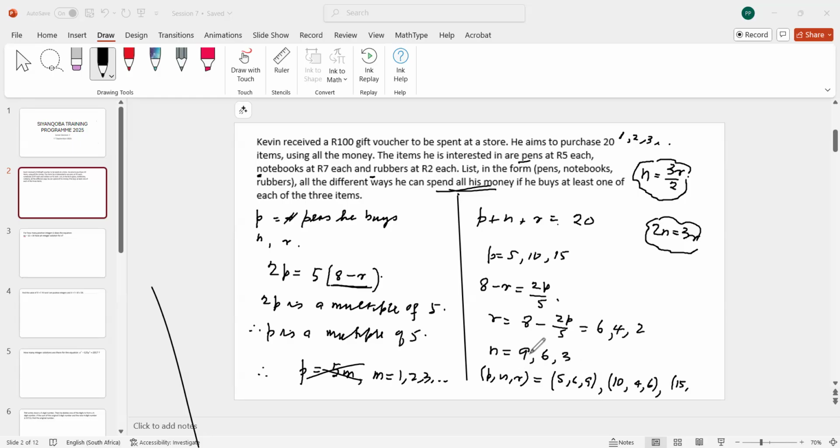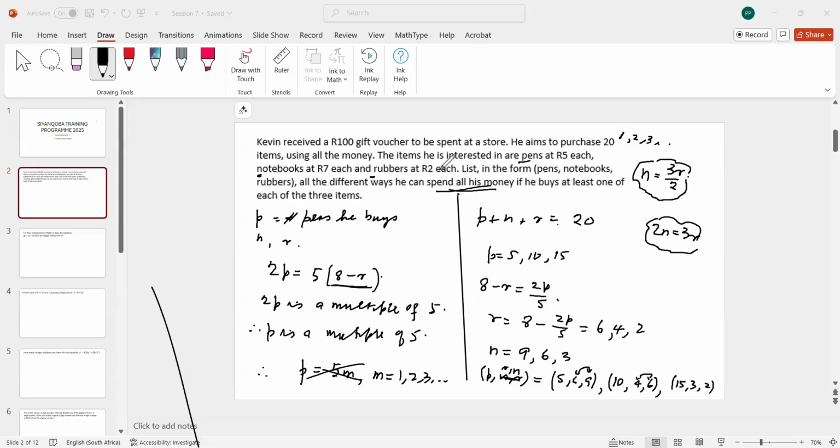Sorry, N is 9, 6, or 3. So let's make this P, R, and N. But the question asks you to work out P, N, and R, so we have to just interchange these. Sorry about that. So the last one is P, and N is 3, and R is 2. Okay, so there are 3 possible solutions for P, N, and R.